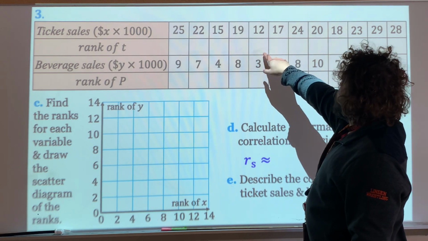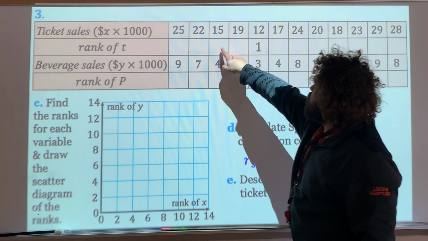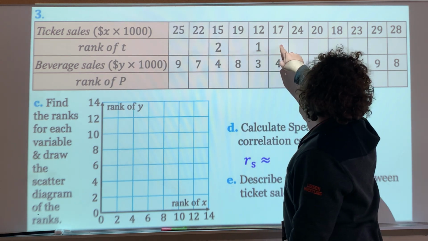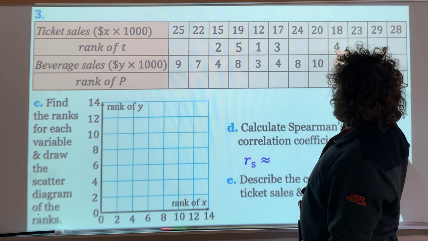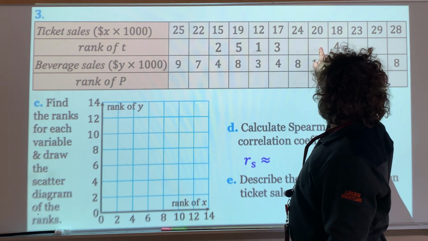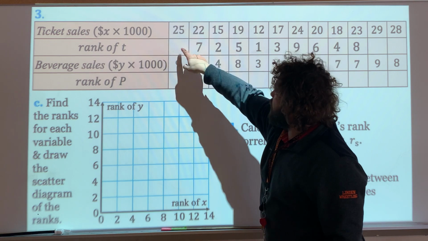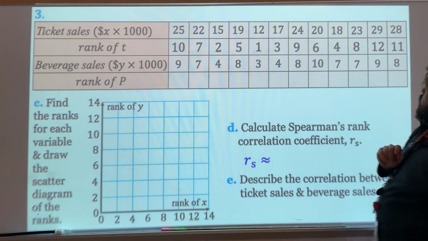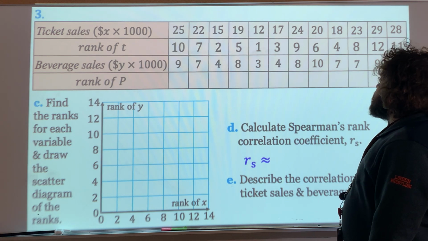So, the lowest number is 12, so that's 1. 2, 3, 4, 5. Oh, shoot. 4 is 18, 5 is 19. Didn't see the 18. 6, 7, 8, 9, 10, 11, 12. Boom. Beverage sales. 1.